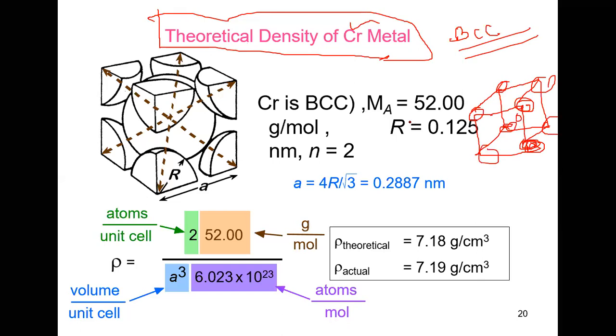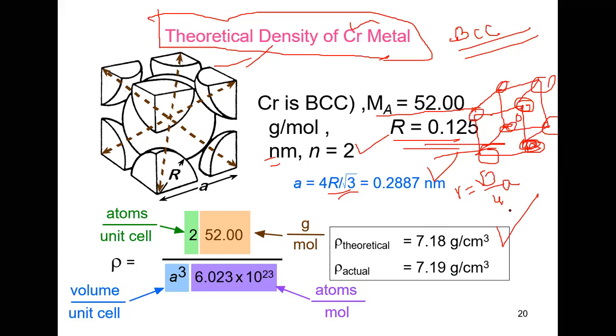That's the answer. And then atomic mass is 52. Atomic radius is 0.125 nanometer. And you know the number of atoms in case of body-centered cubic is 2. From this data, you are asked to calculate the theoretical density. So atomic radius is given. From atomic radius, we can calculate, previously we gave an expression R equal to root 3 a by 4. So a will be 4R by root 3. From there, we can calculate a. Once we know a, density is N multiplied by Ma by Na, and then multiplied by 1 by a cube. If you substitute the value of a here, you can calculate the theoretical density, which is very close to the experimental density for pure chromium metal.